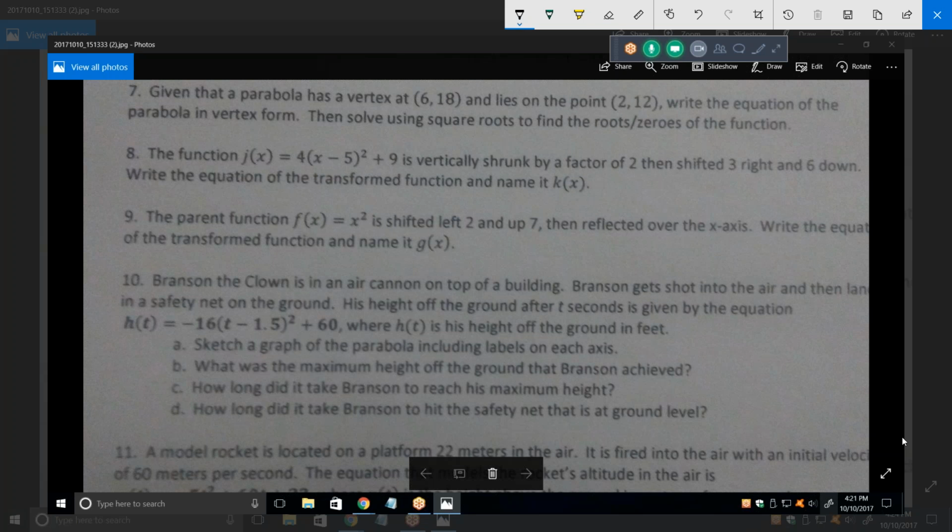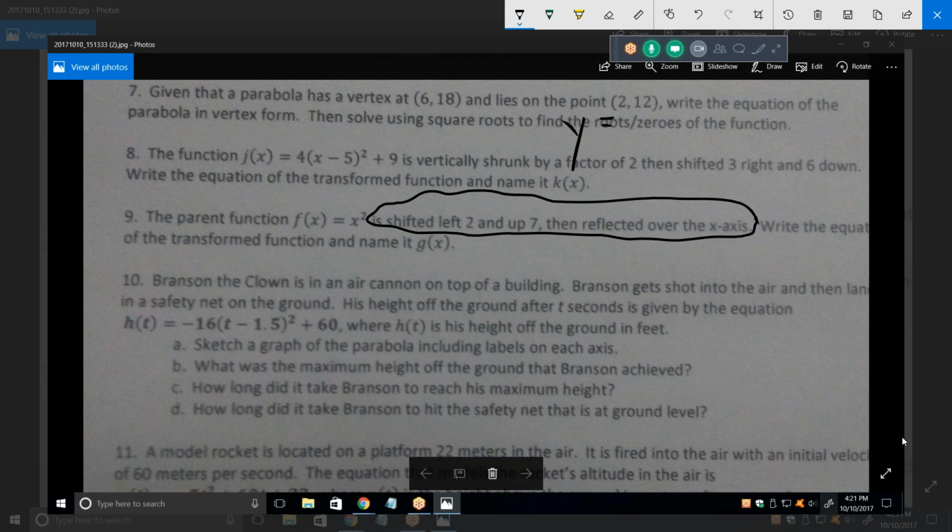All right. Number 9, parent function. Tell me what the final result is. Give it to me one step at a time. This time I'm just going to write it by y. Now, hold on a second. Let me circle. Do those need to be done in a certain order? Yes. What has to be done first? The shifted left 2 and up 7. No, all reflections.